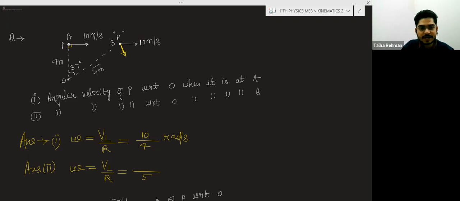So we can find this angle. You just have to do some construction basically. This line and this line are parallel, so this angle will also be 37 degree, and this angle will also be 37 degree.